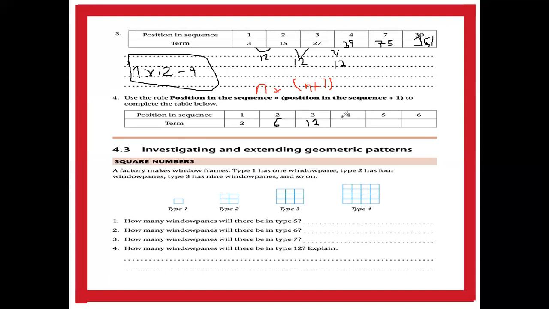We have a 4 substituted for n. We have 4 times 4 plus 1, which is 5. 4 times 5 gives us 20. We have a 5. We have 5 times 5 plus 1, which is 6. 5 times 6, which is 30. If we have a 6 for n, we have 6 times 6 plus 1, which is 7. 6 times 7 gives us 42.